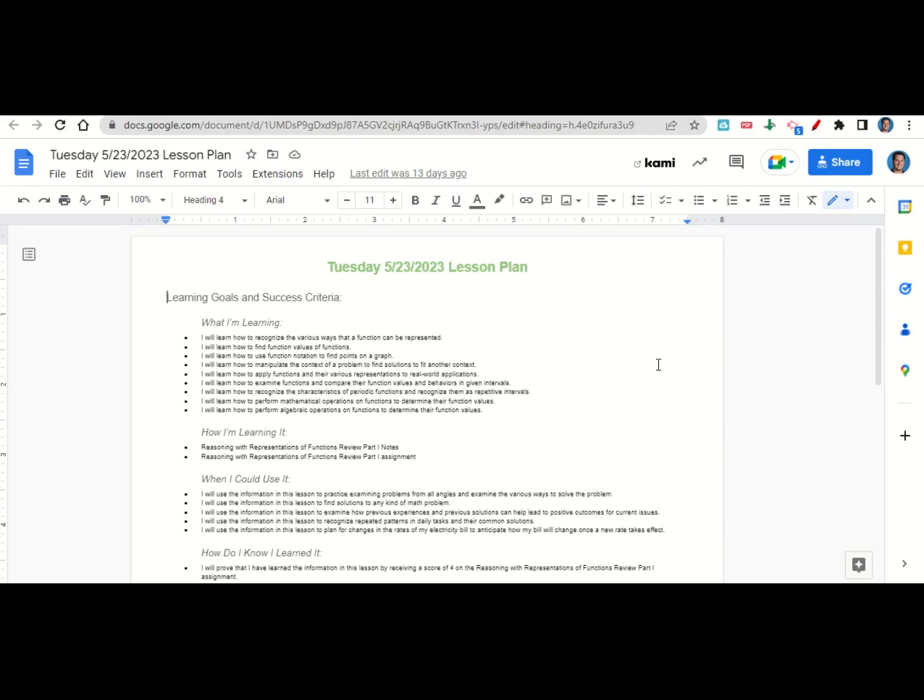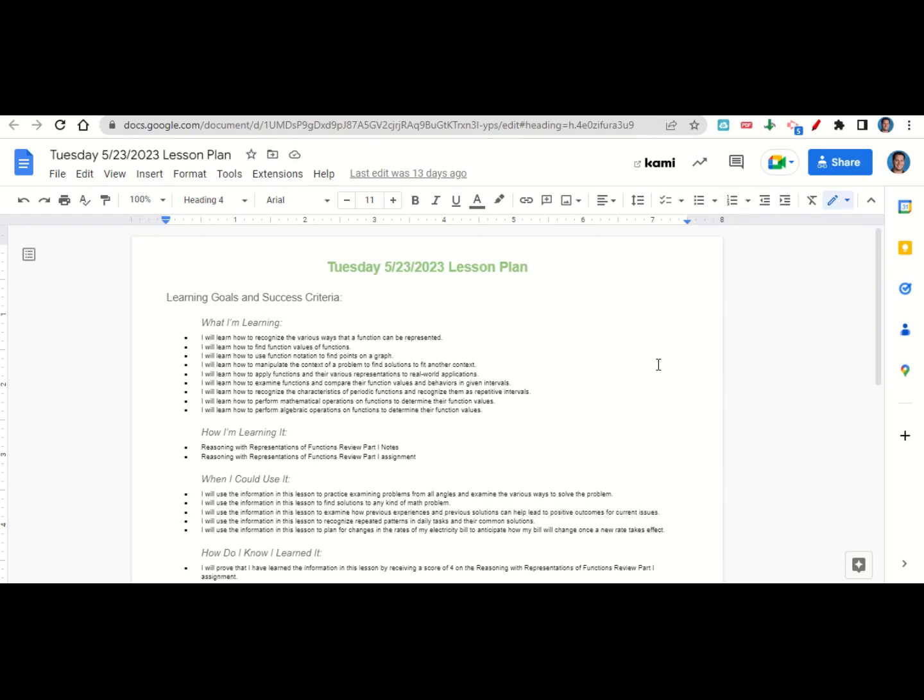examine functions and compare their function values and behaviors in given intervals, how to recognize the characteristics of periodic functions and recognize them as repetitive intervals, how to perform mathematical operations on functions to determine their function values, and how to perform algebraic operations on functions to determine their function values.